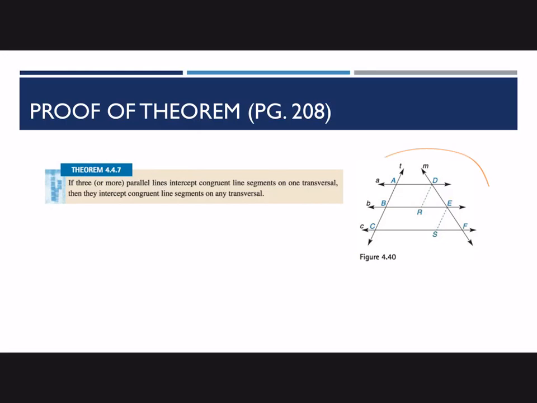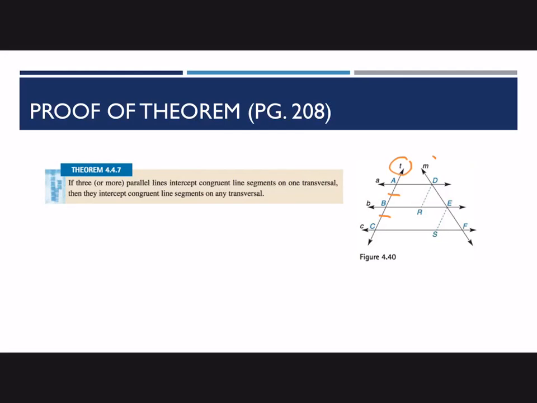In this figure, our three parallel lines are going to be A, B, and C, and let's suppose that they intercept congruent line segments on transversal T. What we mean by that is that AB and BC are congruent. So it's the three parallel lines that are making those congruent segments. Then the conclusion is that A, B, and C, those lines, will form congruent line segments with any transversal.